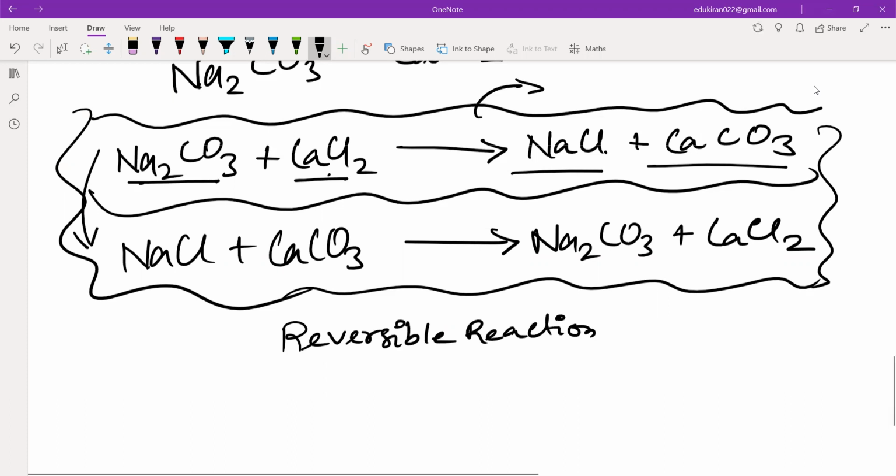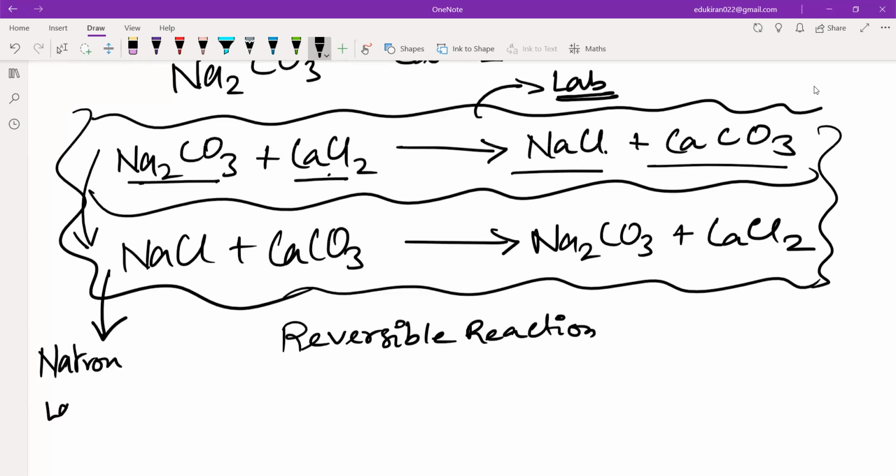Because this is the reaction he saw in his lab, and this is the reaction that he saw in the natron lake. Okay. Now, this was the beginning of reversible reactions. He said that this type of reaction can move both forward and backward given the condition. Initially, he said that it depends on whose concentration is higher.